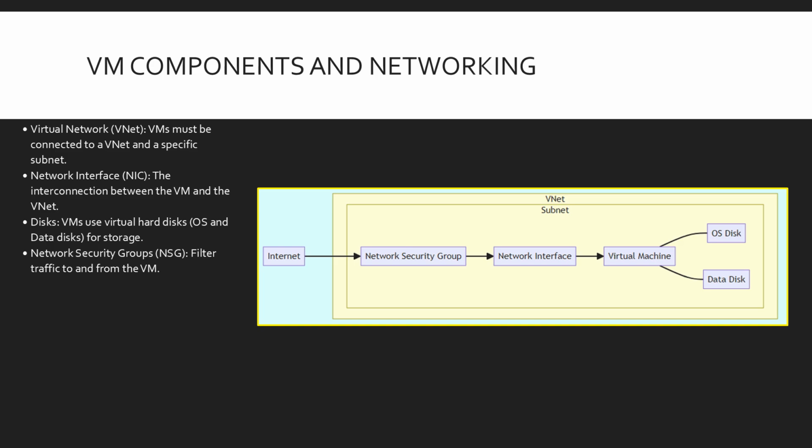This diagram shows the assembly of a VM. We see the virtual machine connected to its OS disk and data disk. The VM connects to the network interface, which is guarded by the network security group. All of these components sit inside a subnet within a VNet. Traffic from the internet must pass through the NSG filter before reaching the VM.